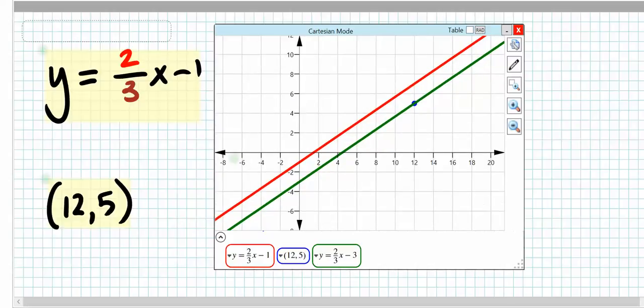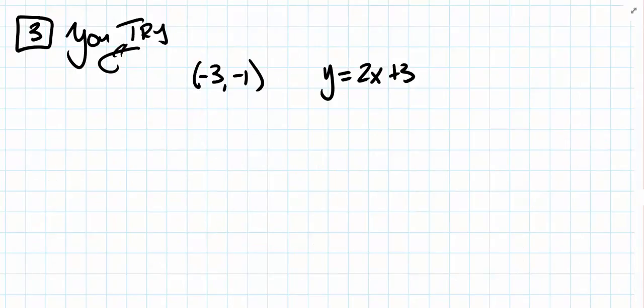Okay, here's the U-trig. I give you a point, -3, -1, and an equation, y equals 2x plus 3. That's in slope-intercept form. So find the equation of a line in slope-intercept form that's parallel to y equals 2x plus 3 and passes through the point -3, -1. Okay, what do you guys have for an answer here? Who wants to share? Somebody help me out.